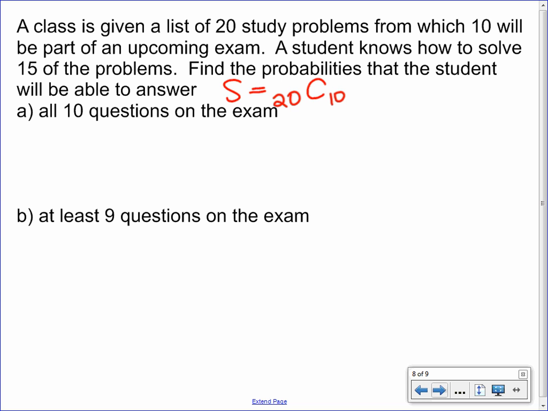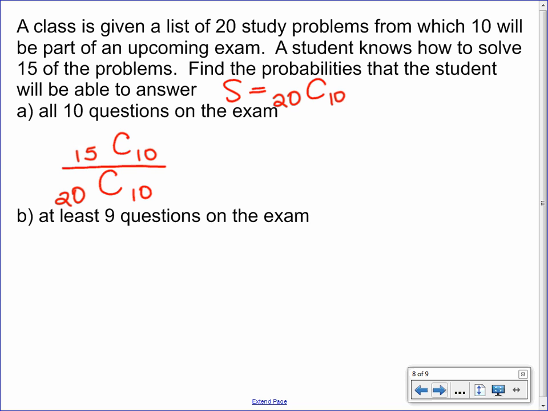Now, what's the probability that this student will answer all 10 questions correctly? Well, be able to answer them on the exam. He only knows how many? 15. So, what's our numerator? Our denominator, we have 20 questions and we picked 10. They know 15 questions and they're gonna know 10. There we go. They know 15 and 10 of them will be on the test that they know.